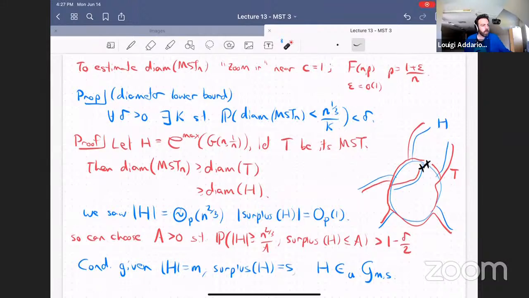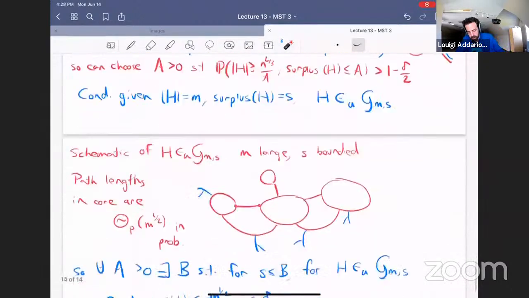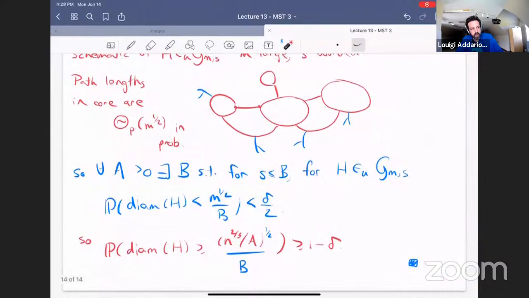I'm wondering if there's anything else I can say today. Maybe I'll just leave you with one exercise, which I'll use in the next lecture.